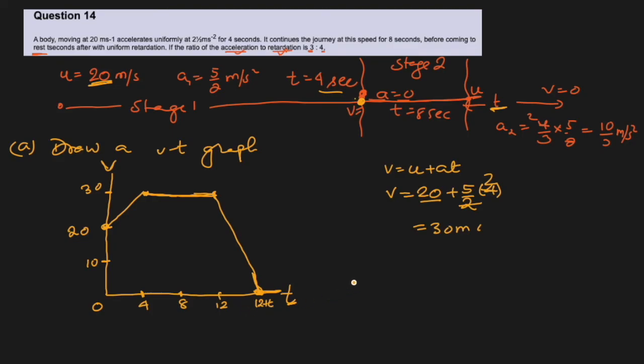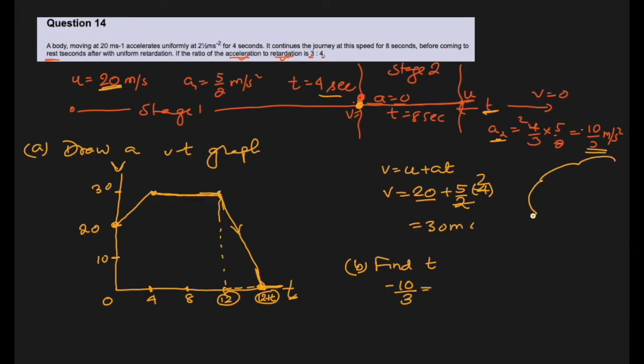Next one was part B, find t. So how can we find t? Let's find the gradient of this part from 12 seconds to 12 plus t. What is the gradient of this? Because it's a VT graph, the gradient of a VT graph is acceleration. That should be 10 over 3. Correct? And that should be minus 10 over 3. So the magnitude of A2 is 10 over 3, but because the direction is negative, we'll write negative 10 over 3 as the gradient of this.